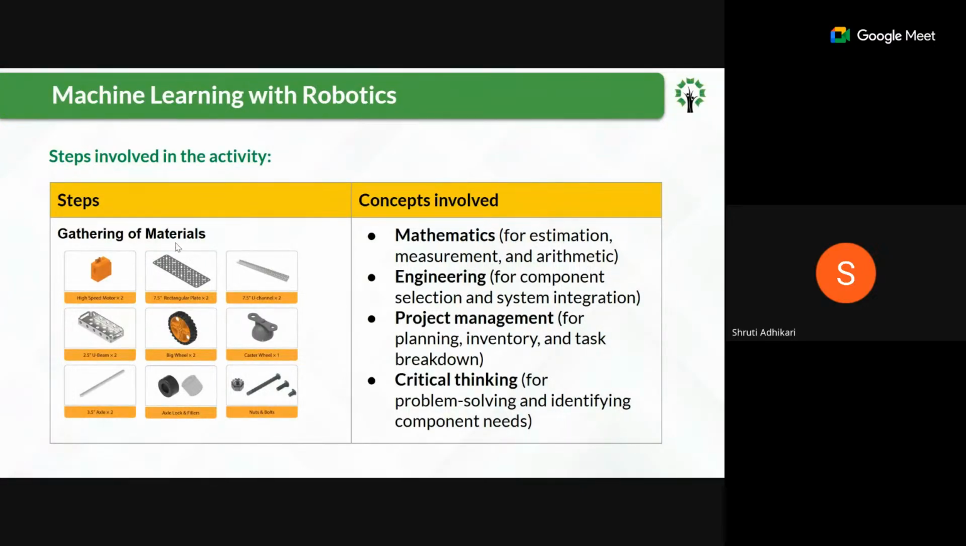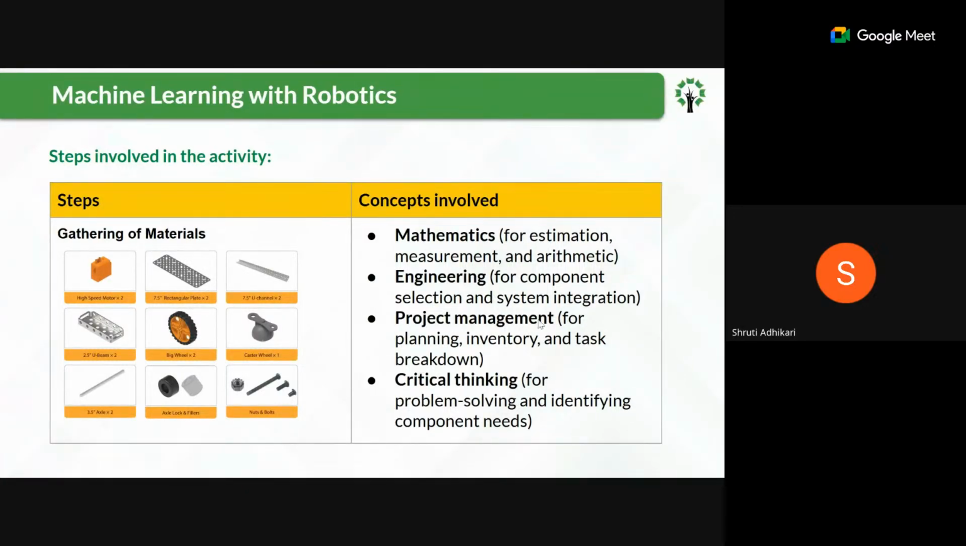Now, while gathering the material, what concepts will be involved? One is mathematics, right? How much quantity of materials will they require? The mathematics concept is there. And engineering concepts are there, like, to build the model, for tightly fitting the components, I will be requiring nuts and bolts, right? To keep the model balanced, I will be requiring a caster wheel. So these are the engineering concepts.